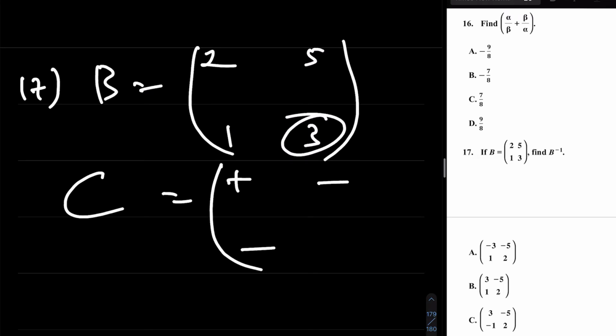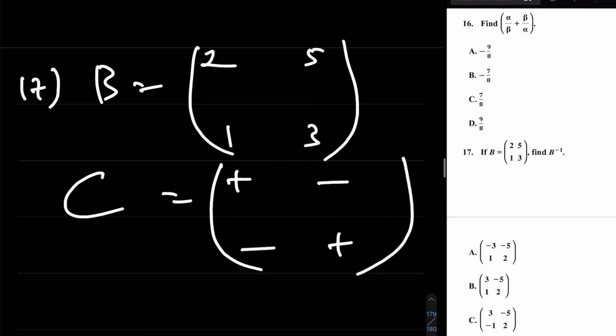Now for 3, the cofactor of 3 is in the second row and on the second column. That means i plus j equals 2 plus 2, which is 4. That's even. That means its cofactor will have a positive sign attached to it. Now let's find the cofactors.